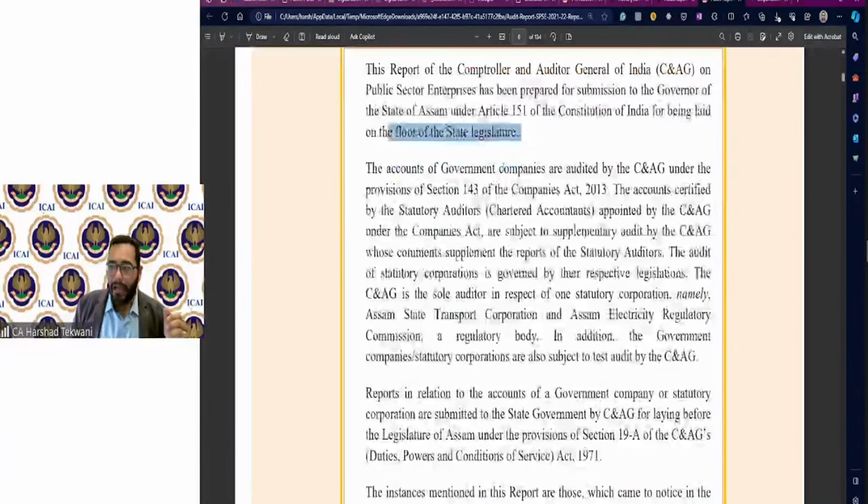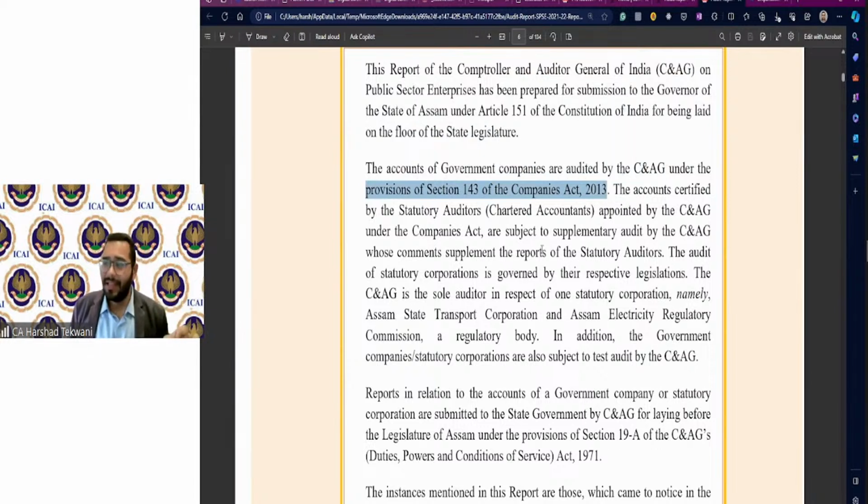Now, the accounts of the companies are audited by CNAG under the provision of Section 143 of the Companies Act. I will discuss certain provisions of 143 also, which are very important in the current scenario. These accounts are certified by the statutory auditors, these are the chartered accountants appointed by CNAG under the Companies Act, subject to the supplementary audit by the CNAG, whose comments supplement the report of the statutory auditors.